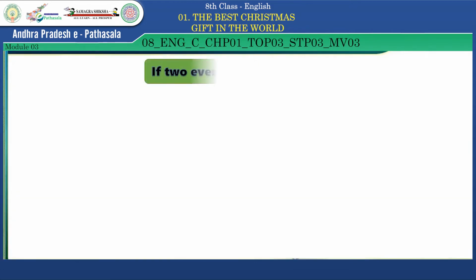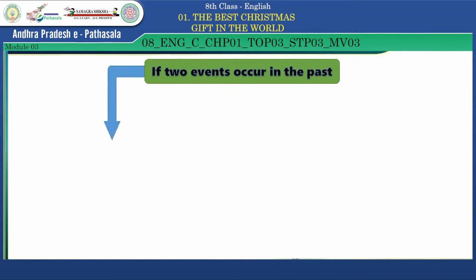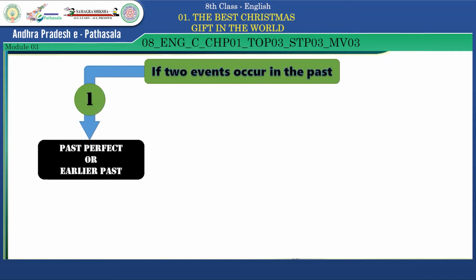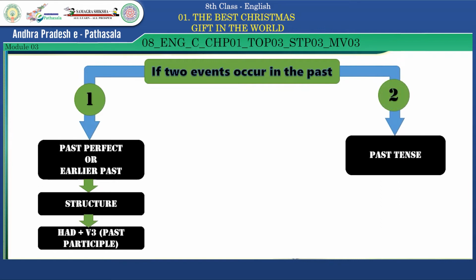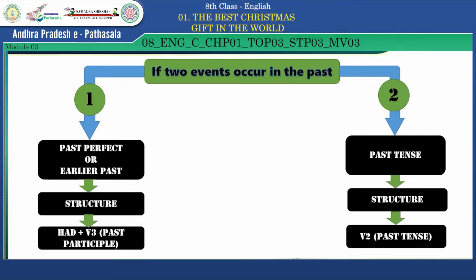Now, let us see. If two events occur in the past, then the event that occurs first is expressed in the past perfect tense or earlier past, and its structure is had plus V3 or had plus past participle. Now, coming to the second one. The event that occurs second is expressed in past tense and its structure is V2 or past tense.